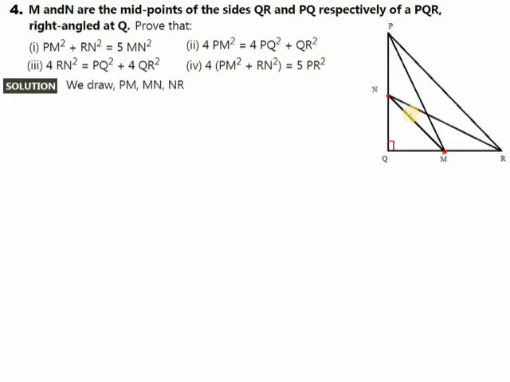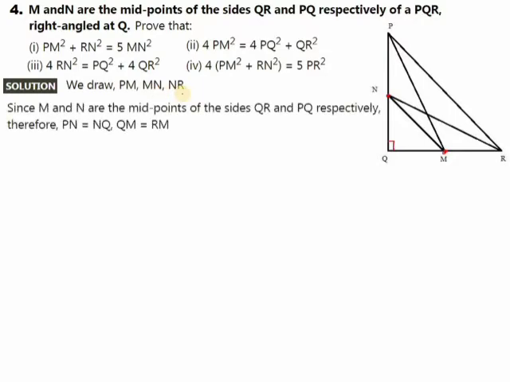As I said, we will draw PM, MN and NR. Now all of you know, since M is the midpoint of QR, I can say that this and this are equal. Similarly, this will be equal to this one. Simple. So that's what is written out here. So PN is equal to NQ and QM is equal to RM. That's what is written out here.